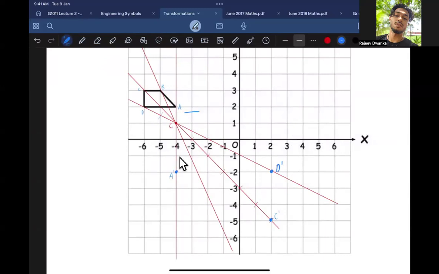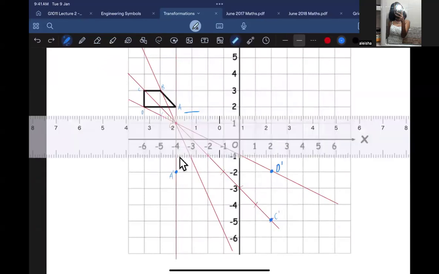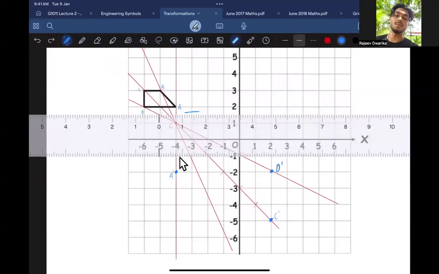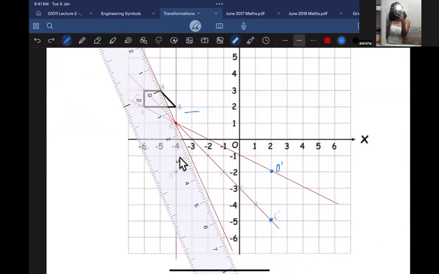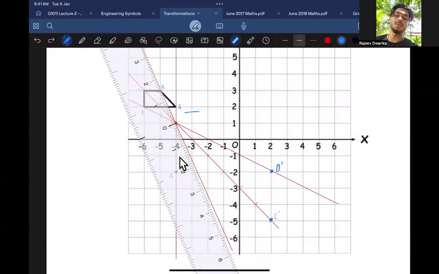The only other point we have to figure out is B. B to C. Well, let me take a measurement. B to C looking like how much? 1.5. Right? So we've got to find 4.5 from the center. So 4.5 from the center, that looking like here.